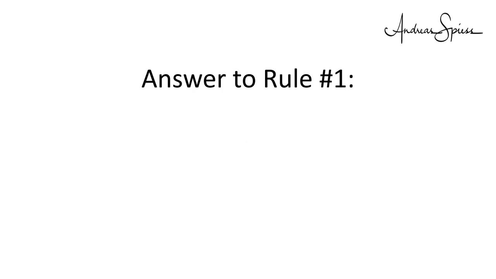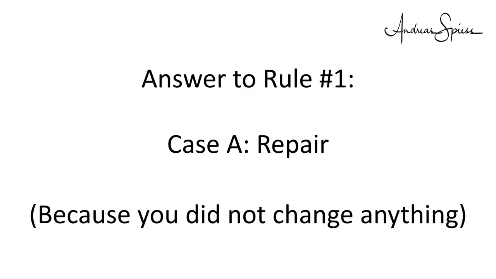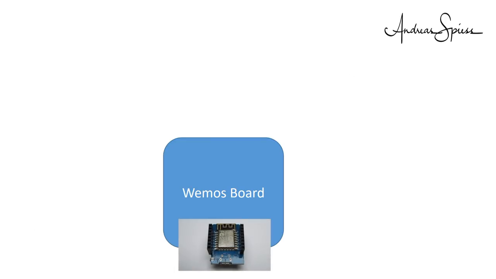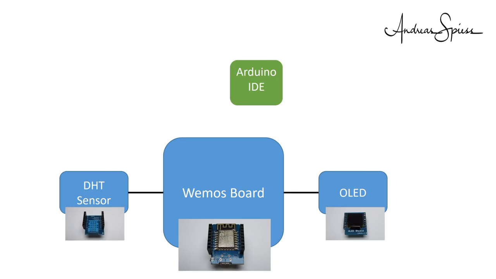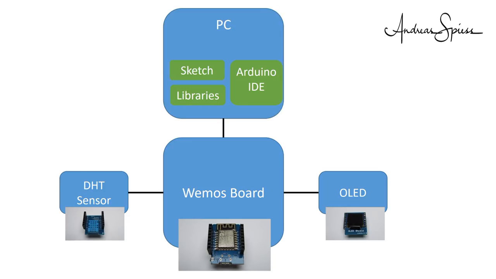The answer is case A because you saw the same setup running in the video. And maybe in addition, you browse through the comments of the video and nobody else complains a malfunction. Another clear sign of a case A. What are the components of your system? A WeMOS board, an OLED, a sensor, the Arduino IDE, the library, the sketch, and your computer where the IDE runs. What are the interactions between the different components? A lot of interactions have to take place, and the chance we ever will understand all of them is minimal.